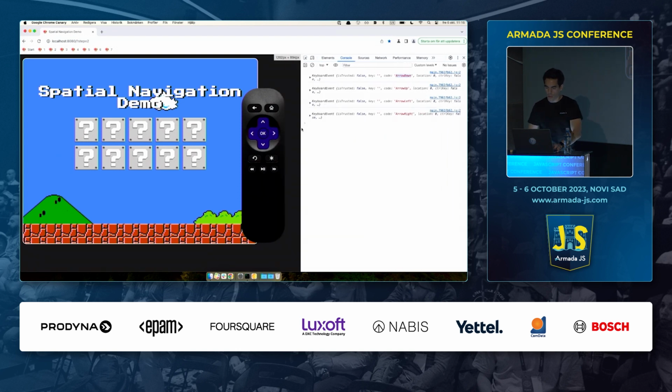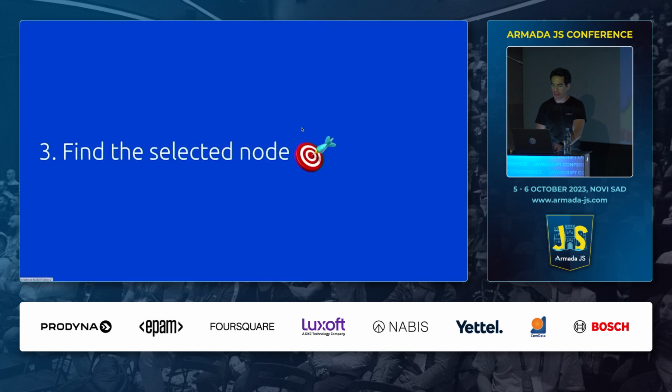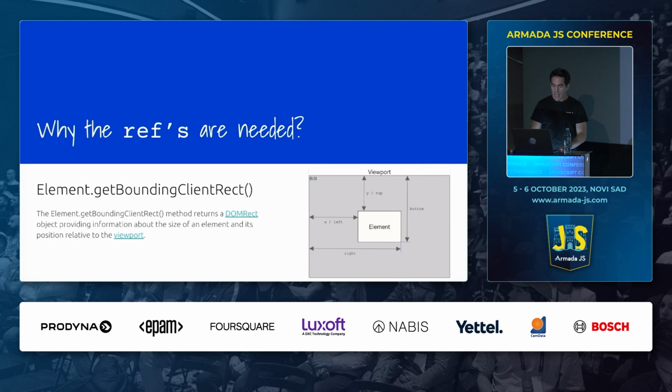So cool, we're done with this step. We can move to the one that I think is the most interesting one. Once one of the arrow keys has been pressed, then we need to decide which one is the node that has to be selected. In case you were wondering why we need to keep a reference to the HTML element, it's because we can call this function, getBoundingClientRect, that gives you the dimensions and the coordinates according to the viewport, wherever this element is rendered.